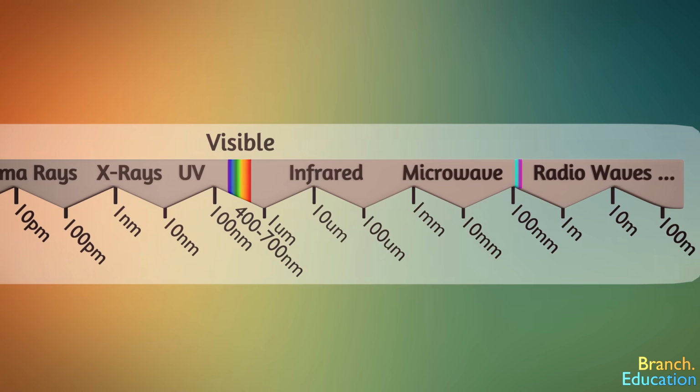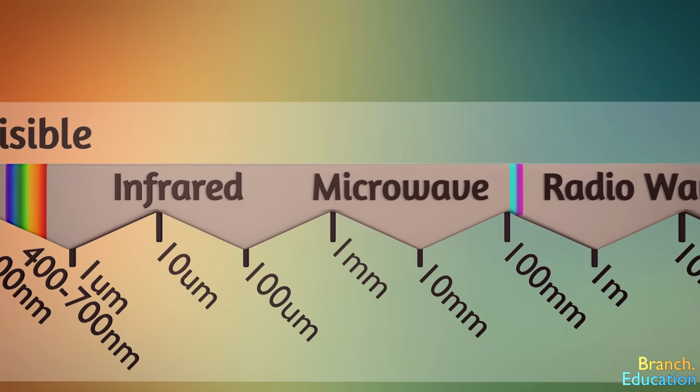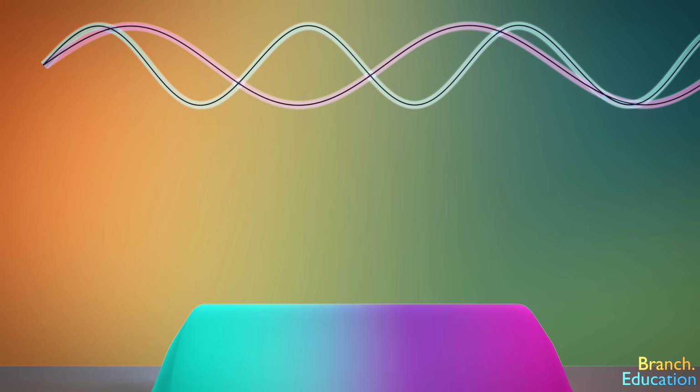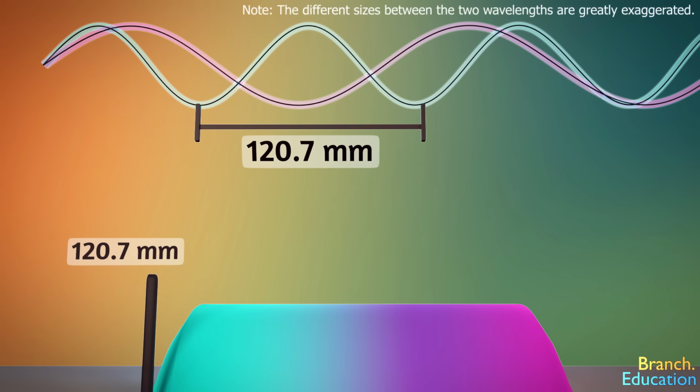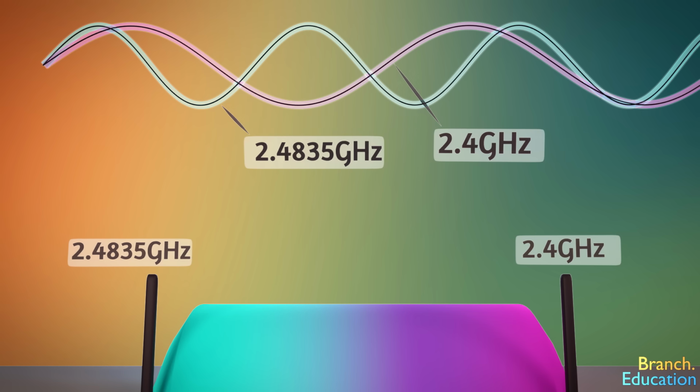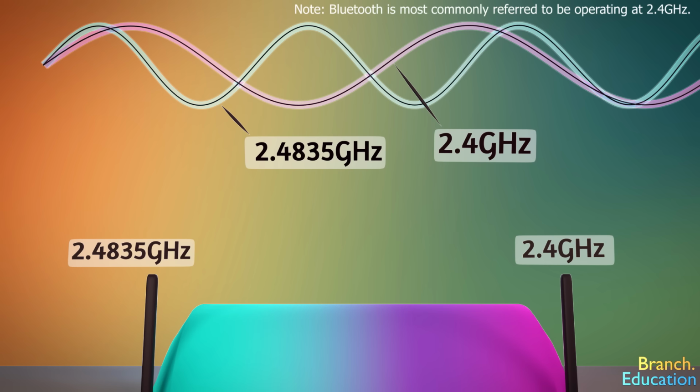As mentioned, Bluetooth operates at around 123 millimeters of wavelength. But specifically, it operates between 120.7 millimeters and 124.9 millimeters of wavelength in the electromagnetic spectrum. Note that these frequencies are more commonly referred to as having a 2.4 to 2.4835 GHz frequency bandwidth, or range.